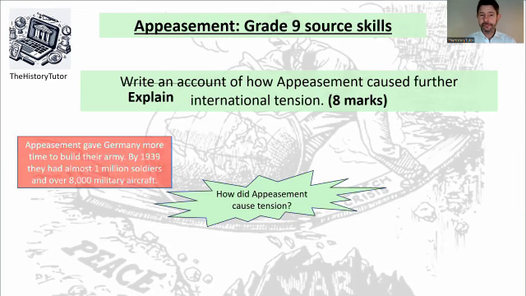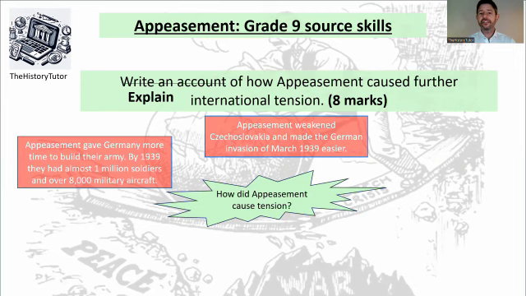Here's my ideas. So obviously appeasement gave Germany more time to build their army and they're more confident for war. So you could have the fact that there was 1 million soldiers by 1939 with 8,000 military aircraft. So German rearmament was very successful and they had more time to rearm, more resources. Appeasement weakened Czechoslovakia and made the invasion easier. So the borderlands with all the fortresses was handed over to the Germans.